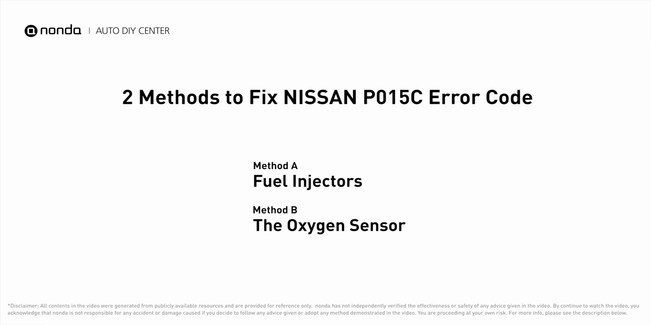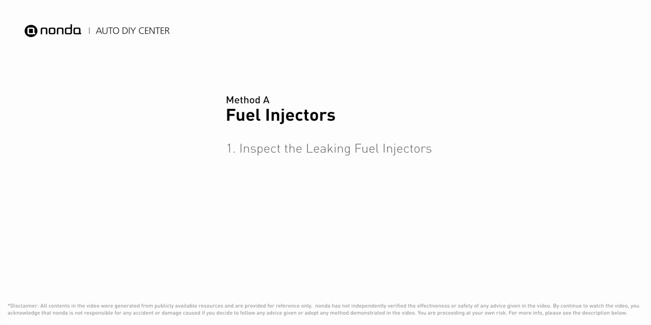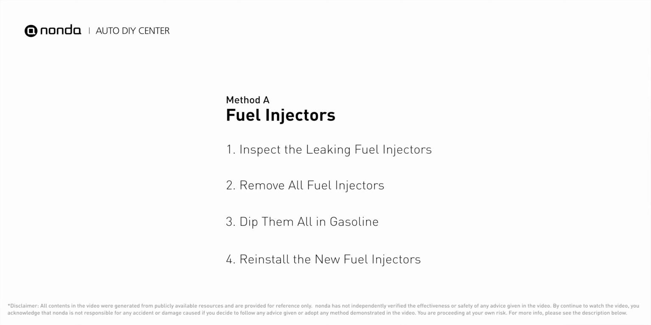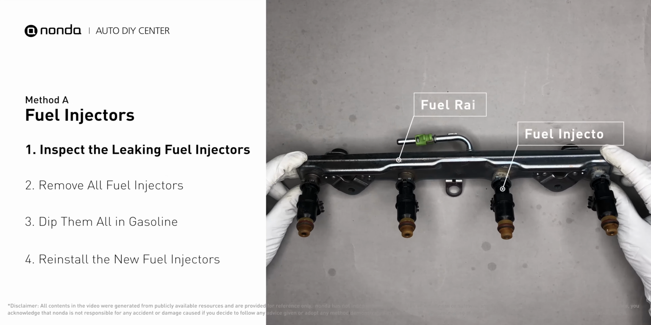Here are 2 of the most practical solutions to fix Nissan's P015C error code. Method A, fuel injectors. The fuel injectors are mounted in the intake manifold so that they spray fuel directly at the intake valves. Inspect the leaking fuel injectors on the fuel rail.